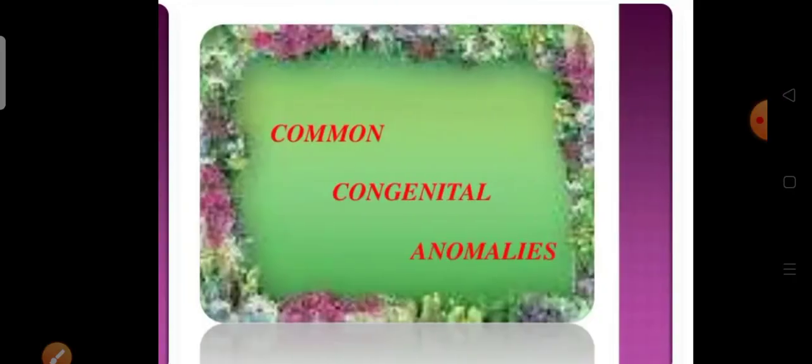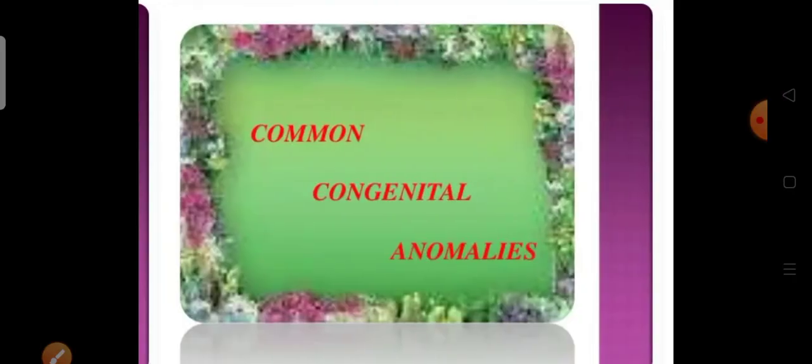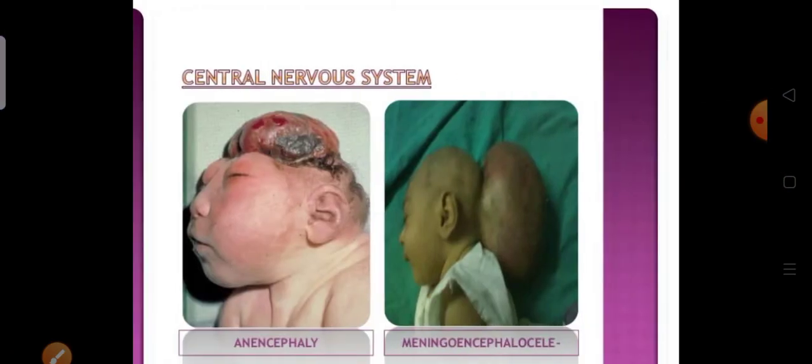For reducing the complications. Next, we will see, one by one, the common congenital anomalies, here the central nervous system. Anencephaly. Anencephaly is nothing but the absence of the brain, a small head.